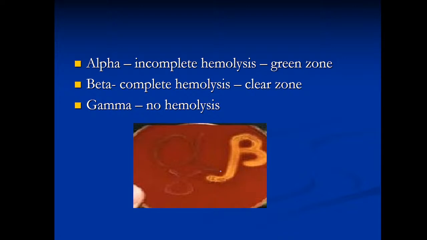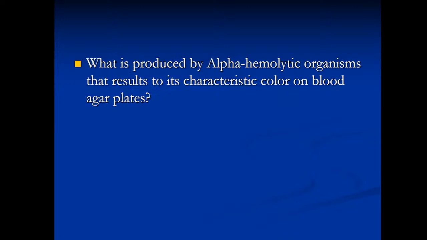Another one is gamma hemolysis, and of course, from the name itself, from your basic description earlier, it's going to have no hemolytic pattern as well. Now, alpha hemolytic colonies produce a specific type of hemoglobin, and this is what you call methemoglobin. So, what is produced by alpha hemolytic organisms that results in the characteristic color of the blood in agar plates?